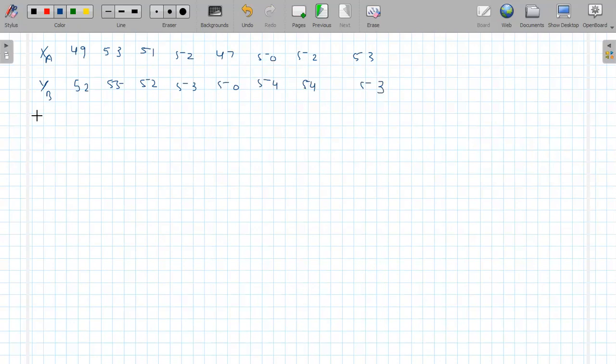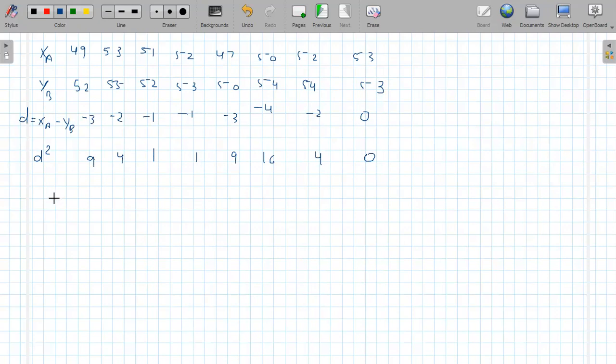Then we find the difference in their sample values, that is D. It is XA minus YB. So that is minus 3, minus 2, minus 1, minus 1, minus 3, minus 4, minus 2 and 0. And the value of D square is 9, 4, 1, 1, 9, 16, 4, 0.